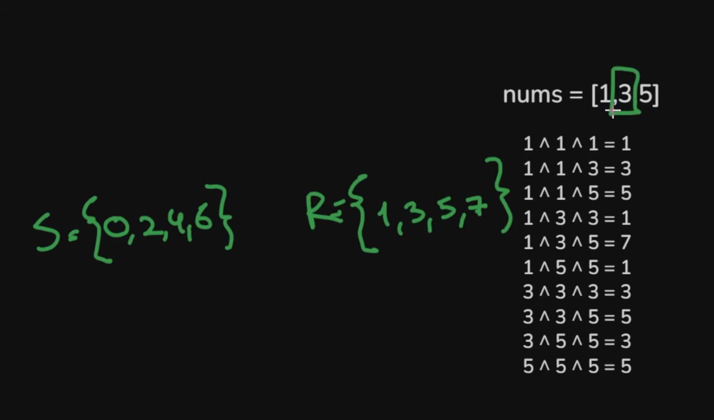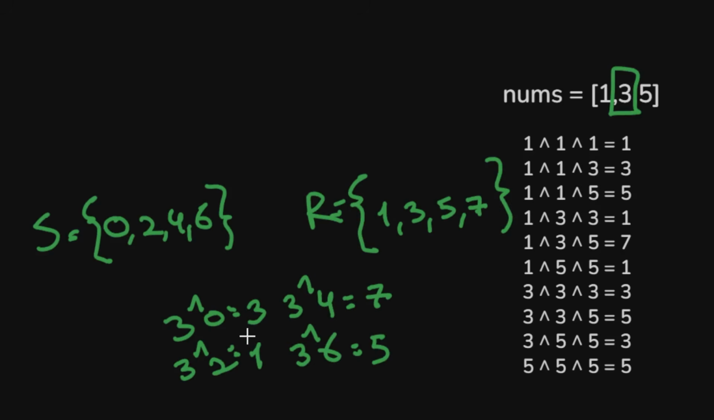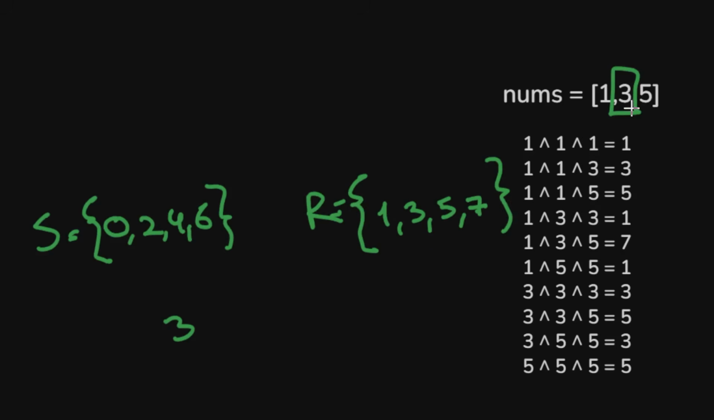Next we continue with number 3. From here we have to iterate every value in the set for pairs. We do 3 XOR 0, 3 XOR 2, 3 XOR 4, and 3 XOR 6. If I'm not wrong, the results are 3, 1, 7, 5. We have these numbers in the result already, so now we can continue with the next value, 5.